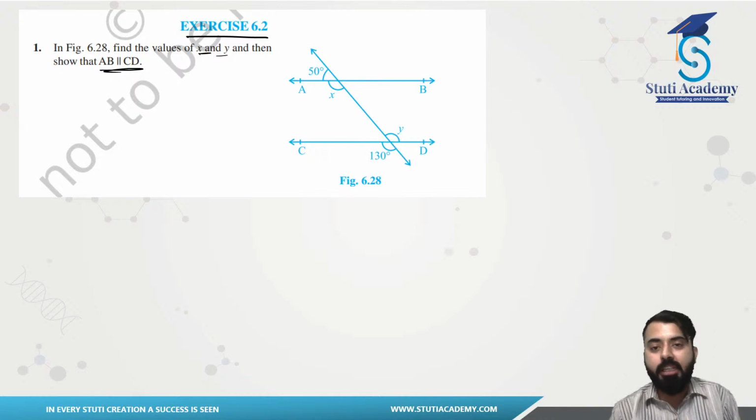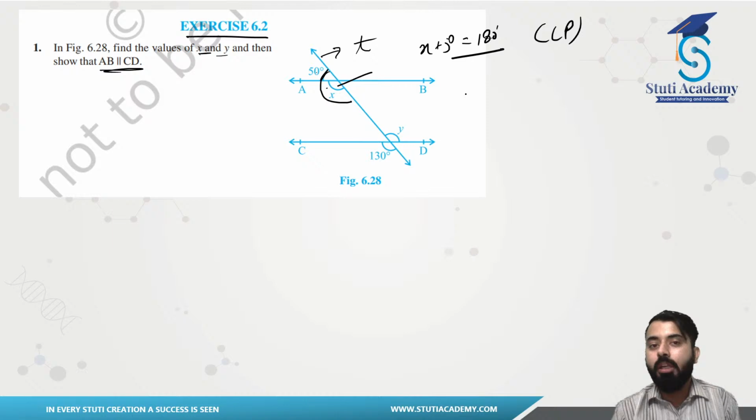But for the sake of argument, I know I have been given that this is a transversal. Let's say this is the transversal T. AB and CD are parallel. Okay. Now you guys know this is 50 degrees. Then if I take linear pair, this will be what? 180 minus 50. X plus 50 has to be 180, right? Because linear pair. Then X will be what? It will be 130 degrees.